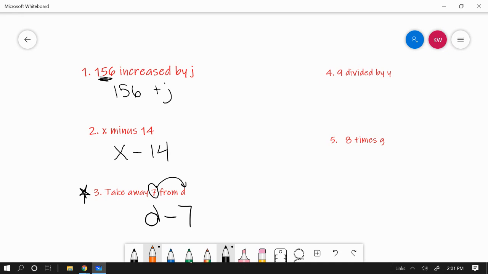Number 4, 9 divided by y. You could write it like this, 9 divided by y, or with the fraction line. And number 5 is 8 times g. 8 times g. So in today's assignment, you're going to be doing some things sort of like this.